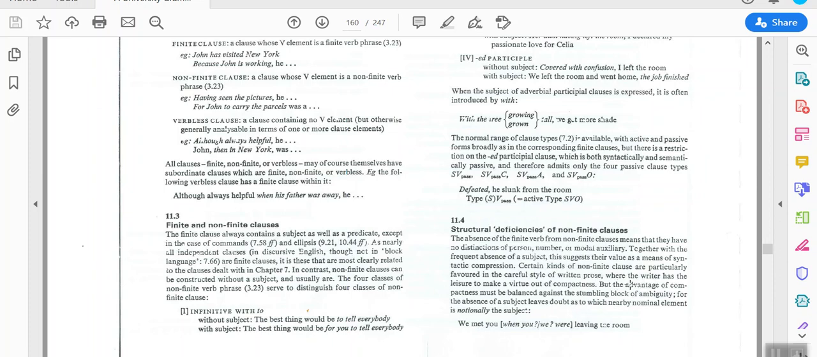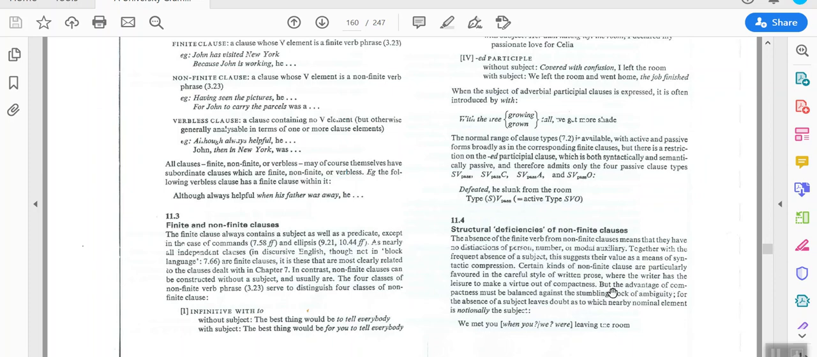Certain kinds of non-finite clauses are particularly favored in the careful style. Someone may ask, where do we find non-finite clauses? We usually find them in written prose, poetry and plays. In academic writing, they are always used when you are writing in a highly polished style. When your style is very perfect, you can use these non-finite clauses in order to make it more perfect. That's why poets, novelists, and playwrights always use non-finite clauses in their writing.